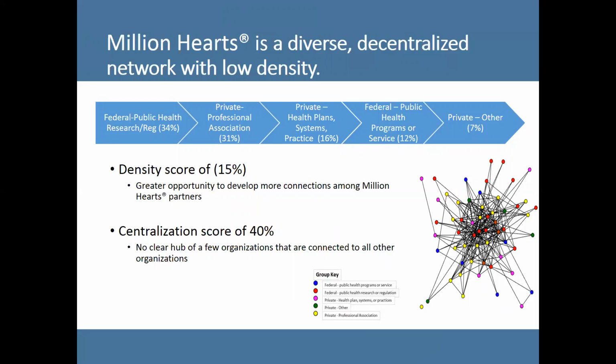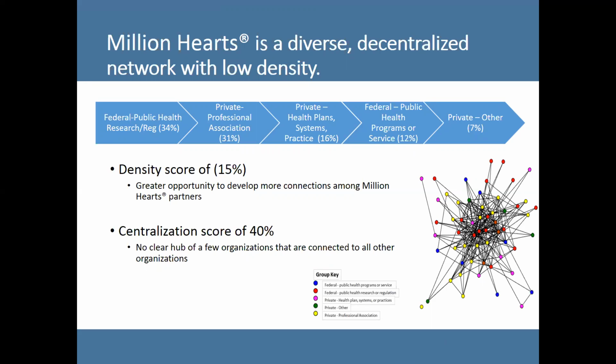So what we know about Million Hearts is that it is a diverse, decentralized network with low density. Let me break that down a little bit. You'll see in the top row the types of partners that are a part of this, and it ranges from federal folks like public health research organizations, private professional associations, other types of private organizations, and some other categories as well as federal organizations. So it is pretty diverse. It's not just made up of federal partners. It's really looking across the sectors.